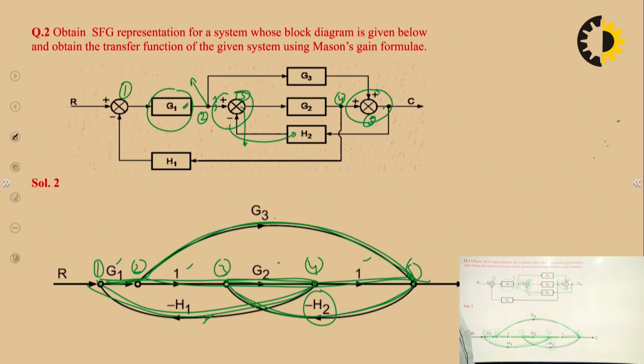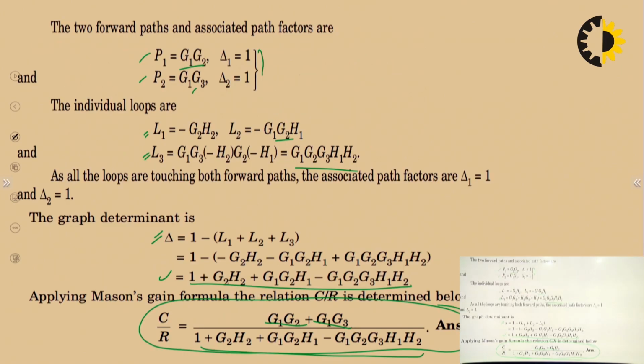Okay. This is the signal flow graph concept, and we have easily solved for the transfer function by identifying the paths and the loops and their corresponding gains.